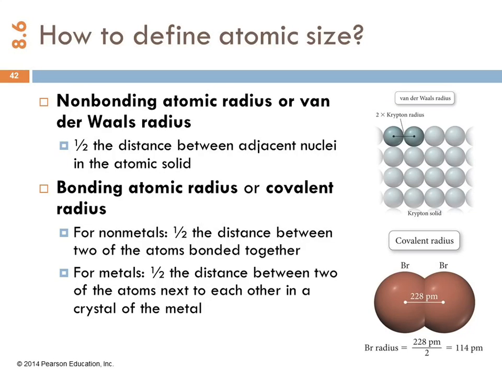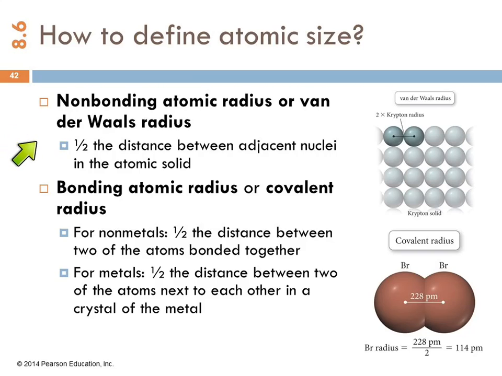Atomic size. We're beginning here to look at some periodic trends. Atomic size is one of them. There are different ways to define the size of an atom. It's a little different than just measuring the diameter of a bowling ball or something, because atoms are not solid. They've got this electron density cloud thing going on, and how do you decide what's the edge of the electron cloud? It's very fuzzy, literally.